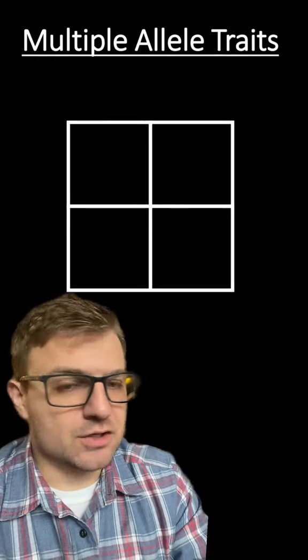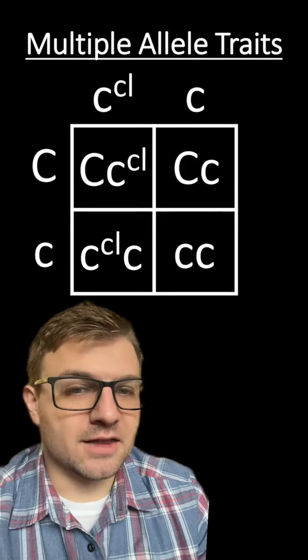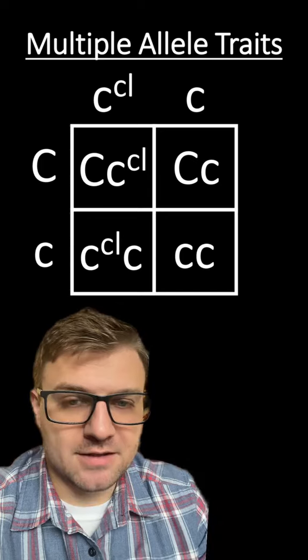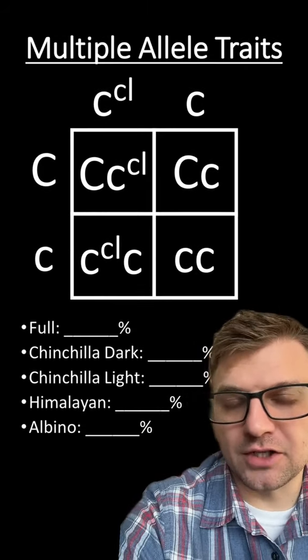So the first thing we have to do is make our Punnett square. Then we place the parents on the tops and on the sides, and then we bring the alleles down into each box. Now looking at the offspring, we have to tell what type of fur they're going to produce.